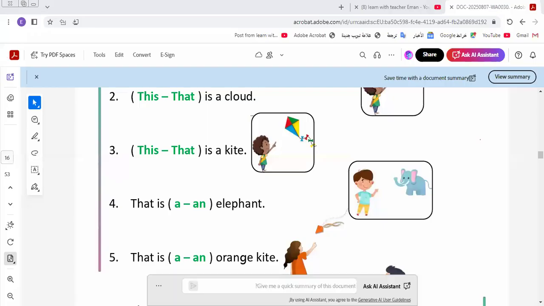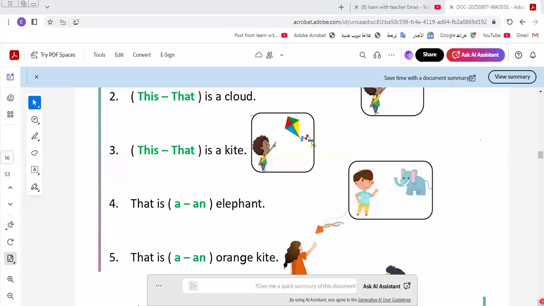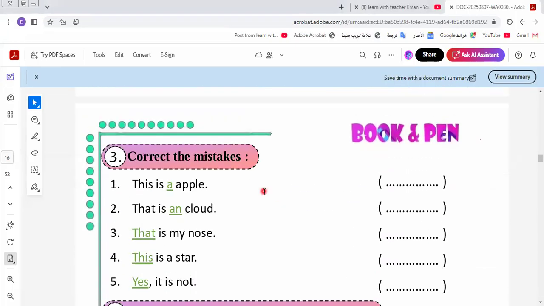Here we say that is an elephant. That is an orange. That is an orange kite. Let's continue the rest of the lesson. I will leave the rest to do by yourself.